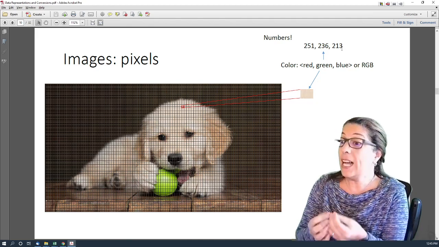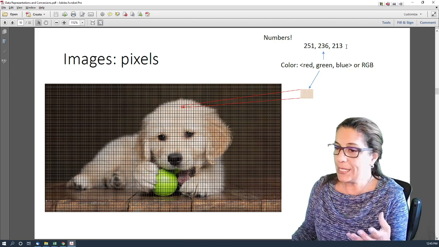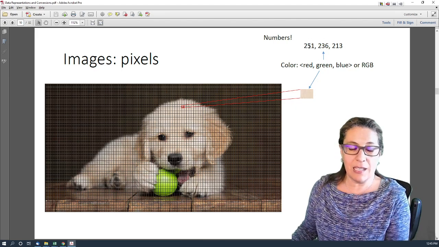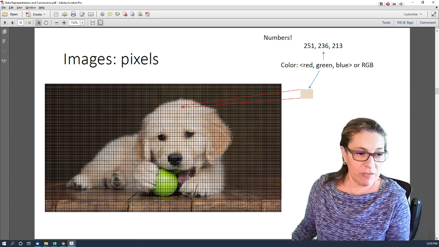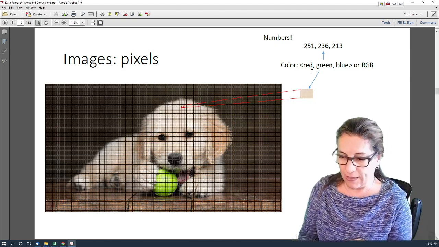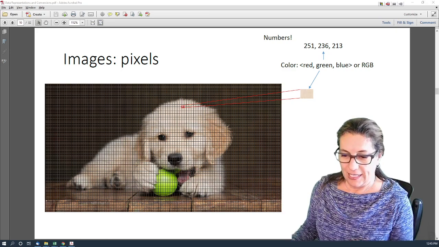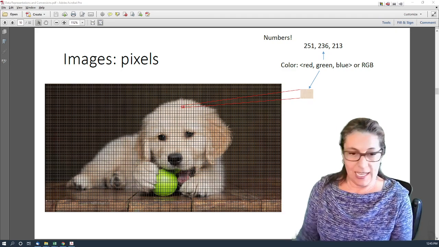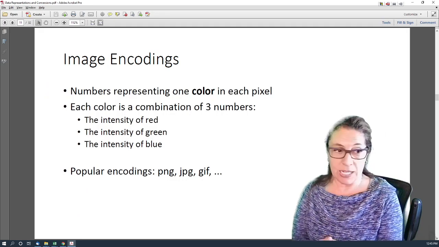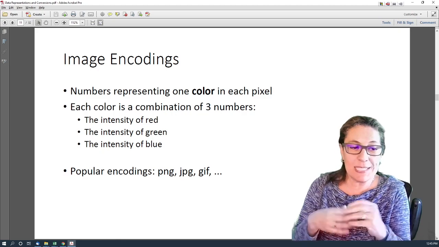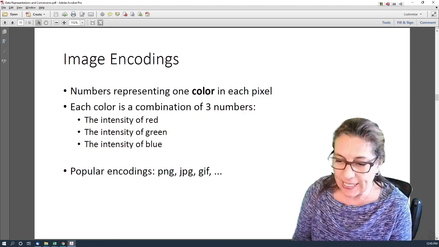So what is a color? A color for a computer is just a trio of numbers that gives you the intensity of red, the intensity of green, and the intensity of blue, right? That's what each of these pixels represents, a trio of numbers. So what are image encodings? Image encodings are numbers that represent images. And Arkin has a question.